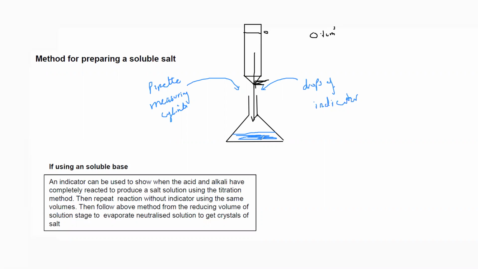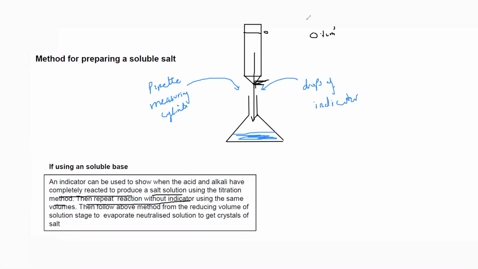So as the solution becomes alkaline, you will identify at what volume the acid reacted with the alkali. Then you will repeat the experiment without indicator and use either crystallization or evaporation. So an indicator can be used to show when the acid and alkali have completely reacted to produce a salt solution using a titration method. Then repeat the action without indicator.